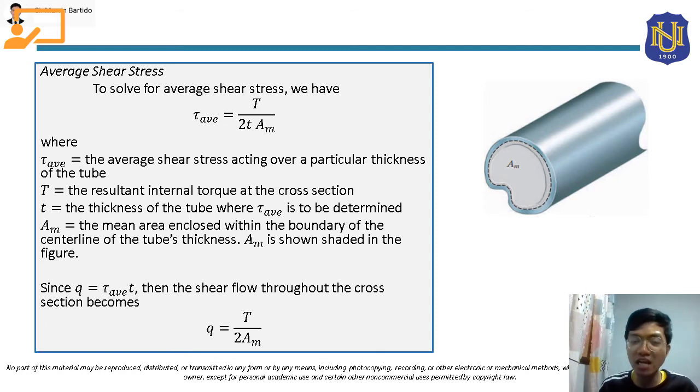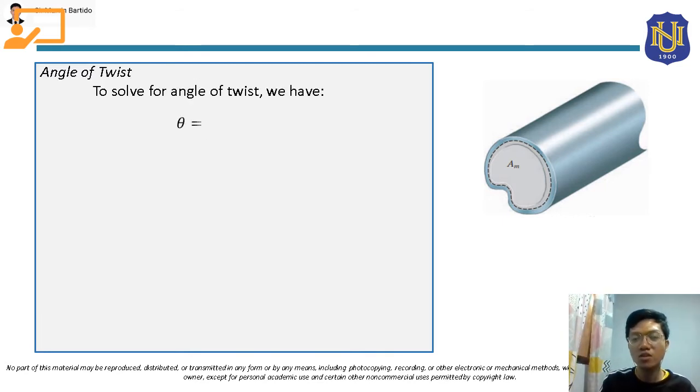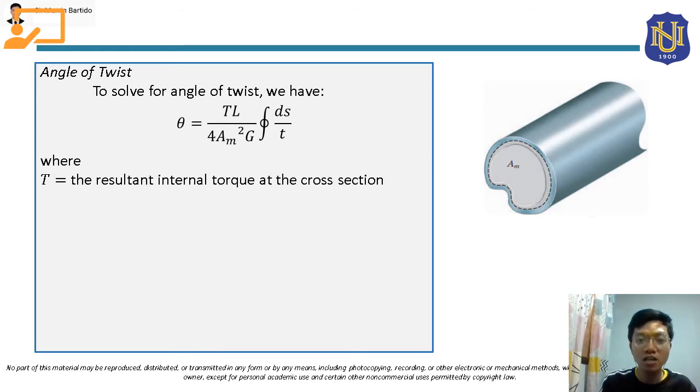Okay, so take note, class, of these formulas because we are going to use all of this in our computations. Now for the angle of twist. The formula for the angle of twist is equal to TL over 4 times A_M squared times G times the line integral of ds over t. Here, T is the internal torque.